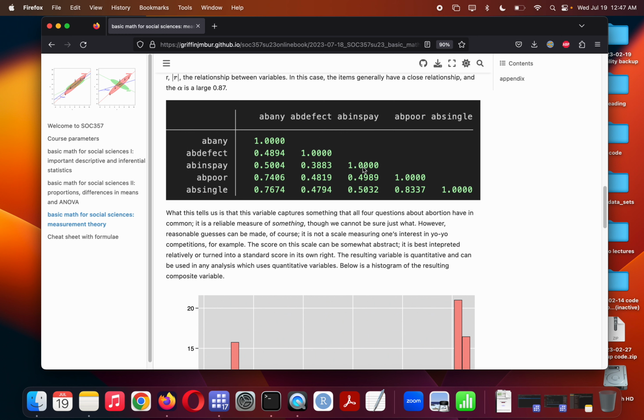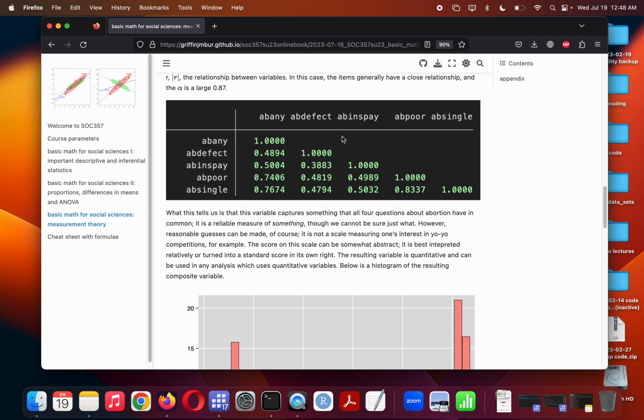By the way, these ones on the main diagonal here, I probably should have explained this, are there because these are the correlations between an item and itself, right? So, of course, those things have to be perfectly correlated. And the reason that the top half of the matrix isn't filled in is that the correlation matrix is symmetric. So the correlation between ab any and ab defect must also be the same as that between ab defect and ab any. So some software will print like 0.4894 up here, 0.5004 up here, but most software doesn't bother to do that. Stata, for instance, where I pulled this from, is one of them.